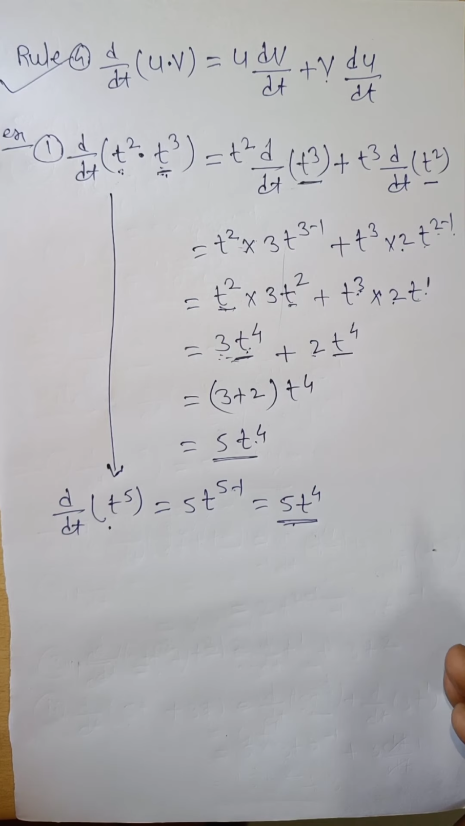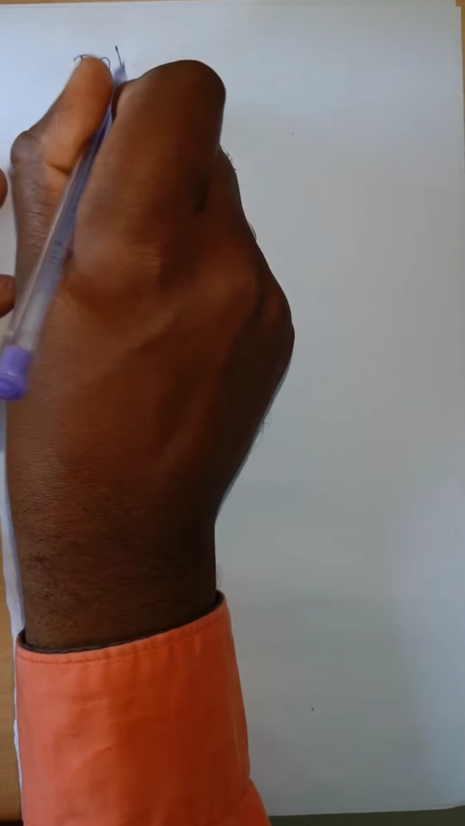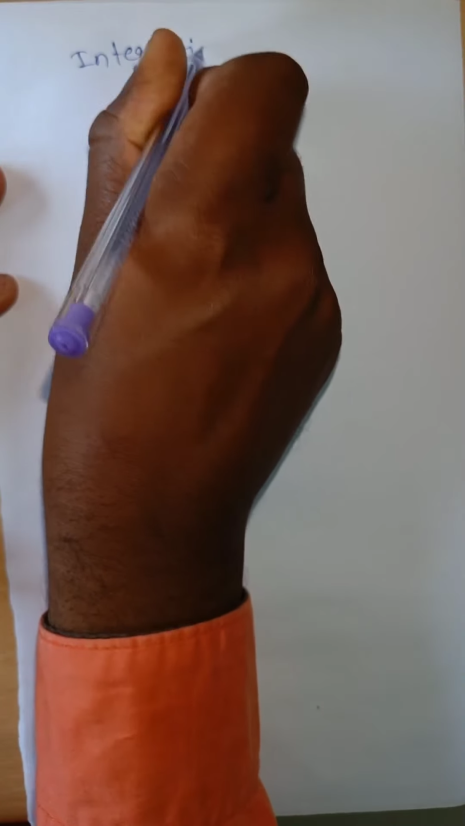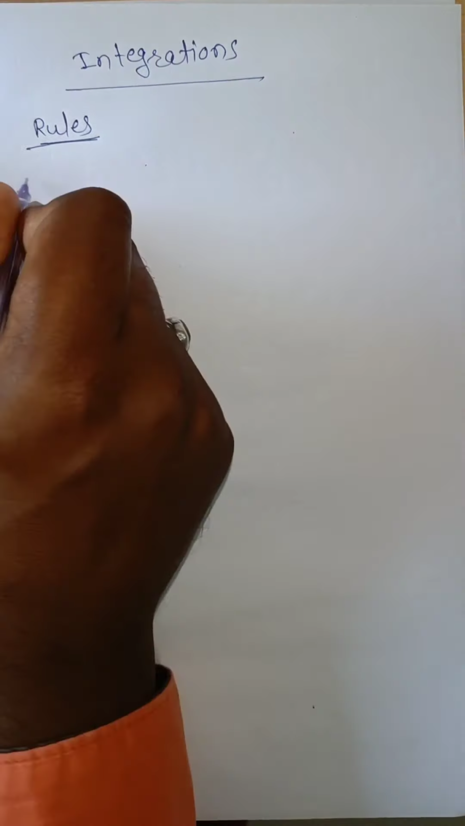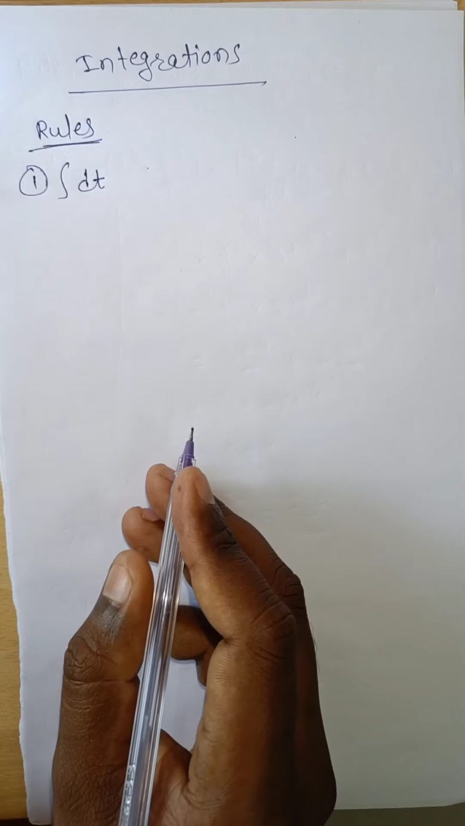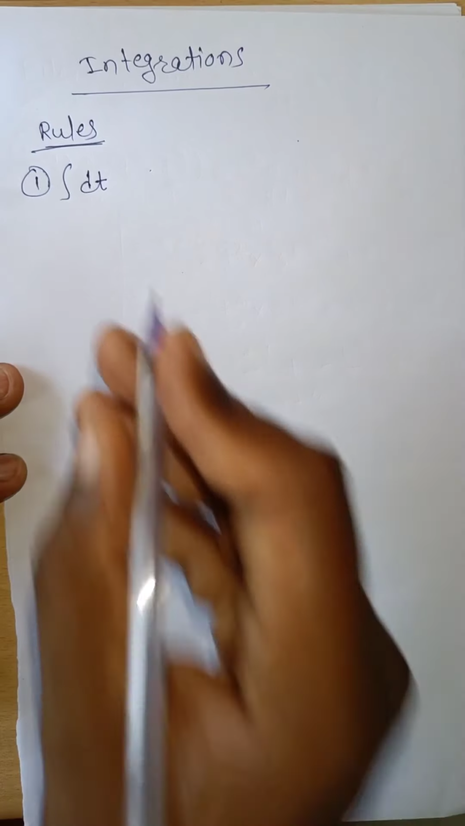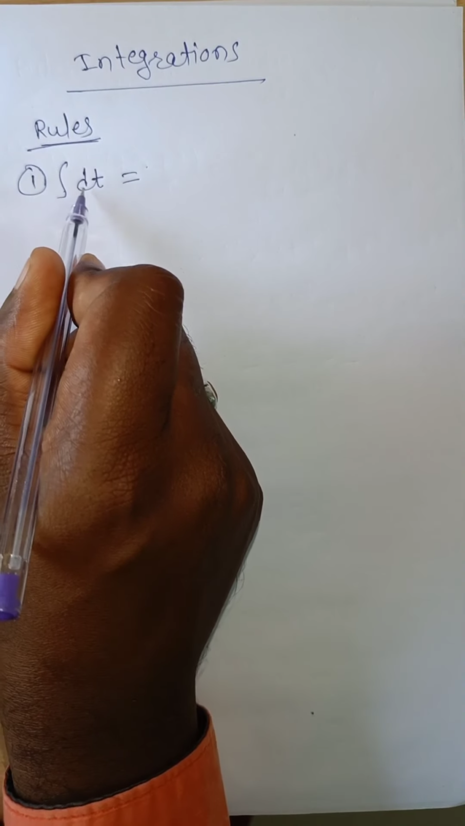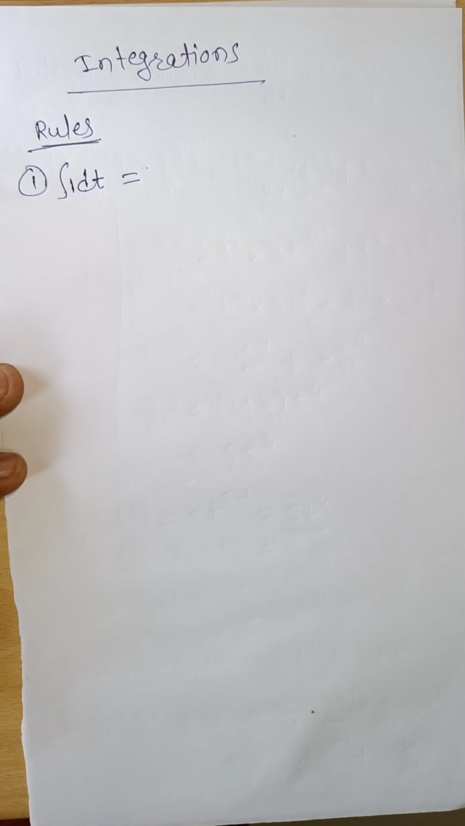Now we have to see about integrations and the rules of integration. Now the first rule: integration of dt, or integration of 1 into dt. Now this is integration and this is differentiation.